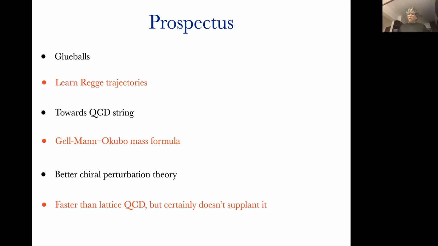We can think about learning Regge trajectories. So the origin of string theory, the Veneziano dual resonance model, noticed that if you plot angular momentum against mass squared, you have a linear relationship. We haven't really looked at higher resonances so far. We've just looked at the basic mesons and baryons. So it'd be interesting to examine these higher resonances to see whether we can reproduce these Regge trajectories.